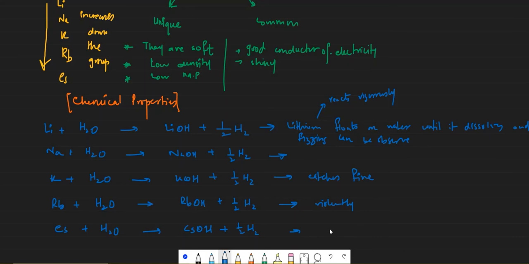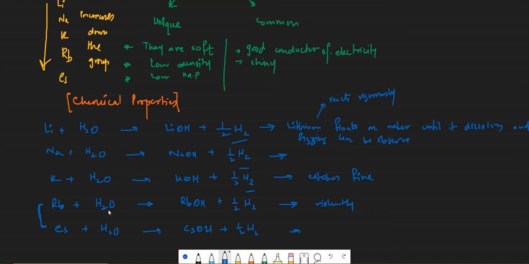But what is common among all of them? There is going to be fizzing, in the sense that there is going to be hydrogen evolved. But in the last two cases, they're so violent and dangerous that we are not recommended to do them, because there are explosions occurring. Literally when you add rubidium to water, you can expect a mini explosion.